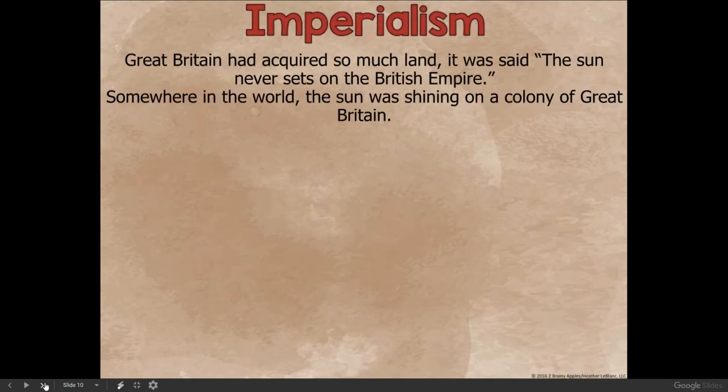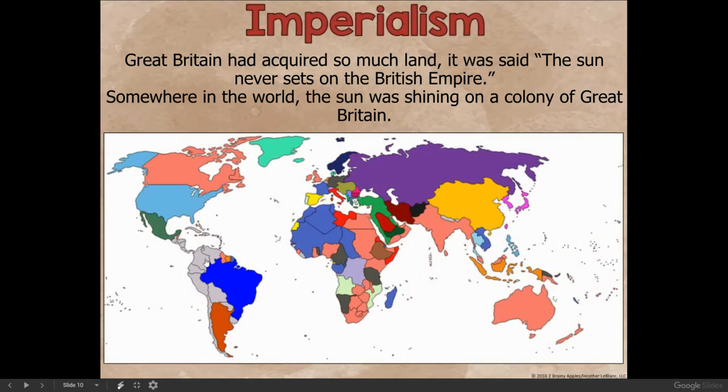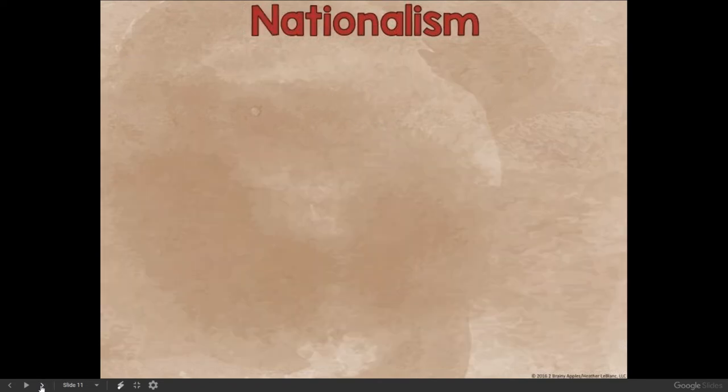One popular saying at this time was that the sun never sets on the British Empire because somewhere in the world, the sun was shining on a colony of Great Britain. So everything you see in pink is a colony of Great Britain from this time period. All of Canada, these parts of Africa, India, Australia, these islands, parts of South America. So you can see how vast that worldwide empire was at that time. So again, causing conflict because other countries are going to want to compete with Great Britain for that wealth.